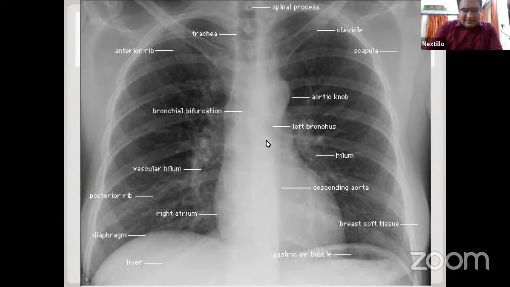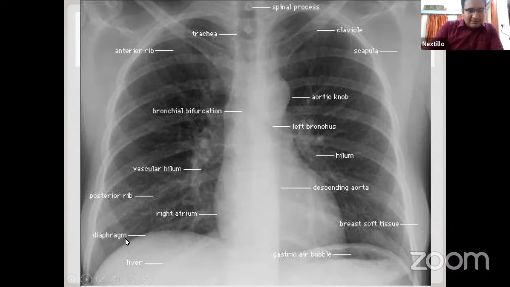Now, let's look at this. This is the left bronchus. This is the bifurcation. Trachea, right bronchus, left bronchus. What are these? These are the hila. What is this shadow? This is the aortic knob. Here is the arch of aorta. It is going downwards. Can you see this line going? This is descending aorta. Leave it. It's not that important.